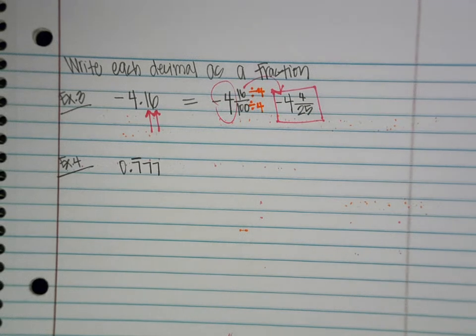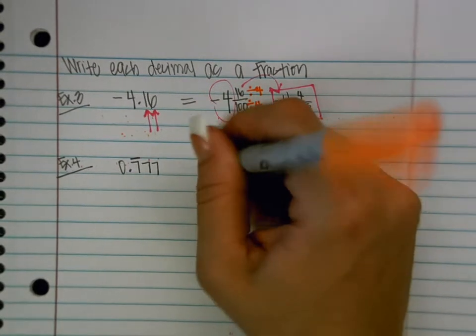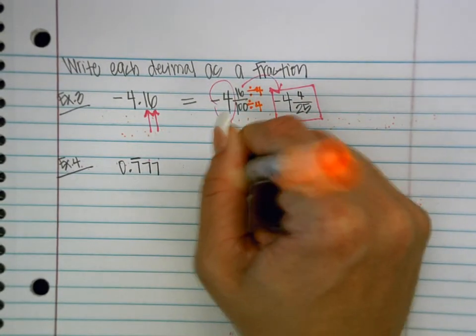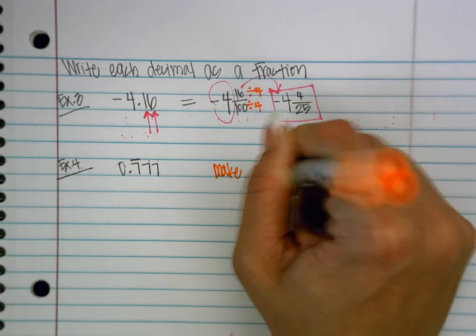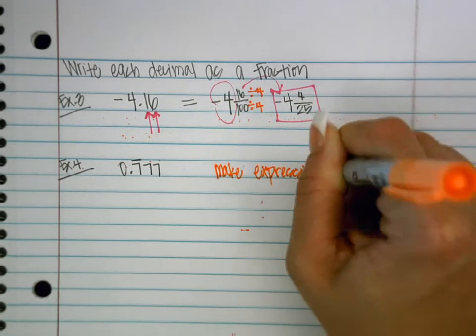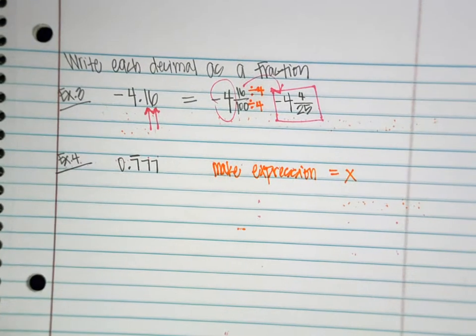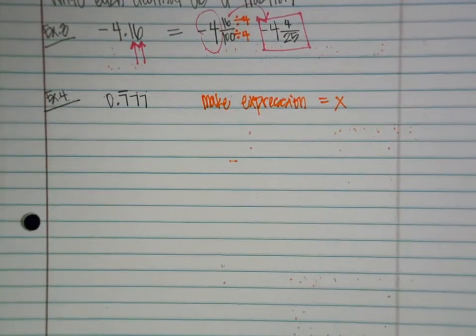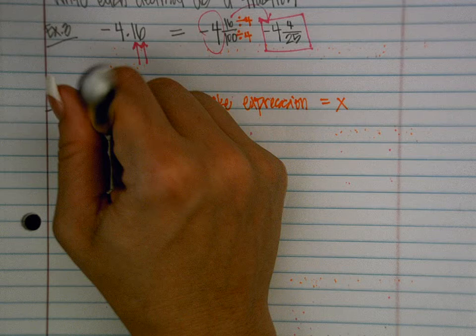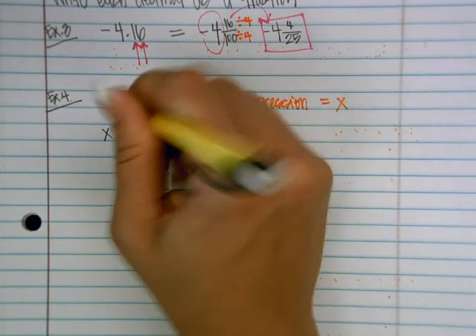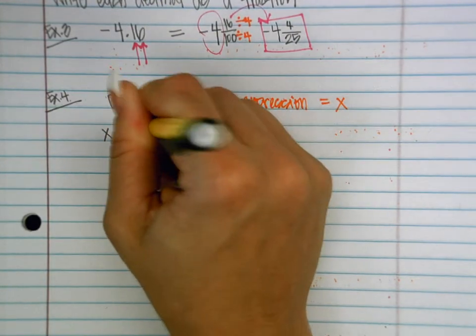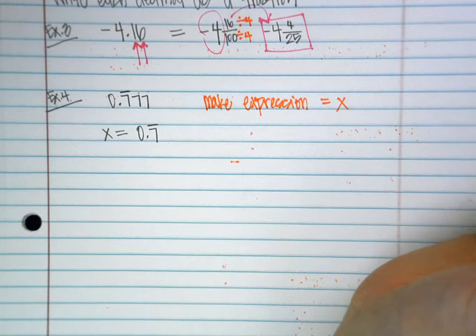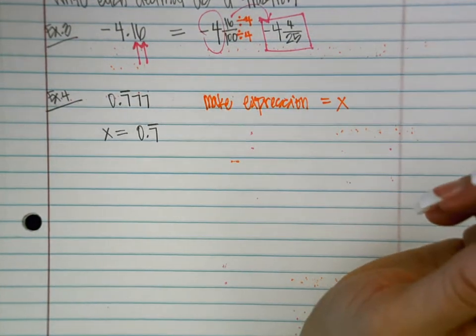So the first thing you're gonna do, and I'm gonna give you guys some steps, okay? So first thing you wanna do is you're going to make the expression equal to x. So we're going to start by making this expression equal to x. So we're going to start with x equals 0.7, and I'm just going to write it with 1 repeat. Okay, so I'm going to write it with the bar above it, so that means it's repeating.